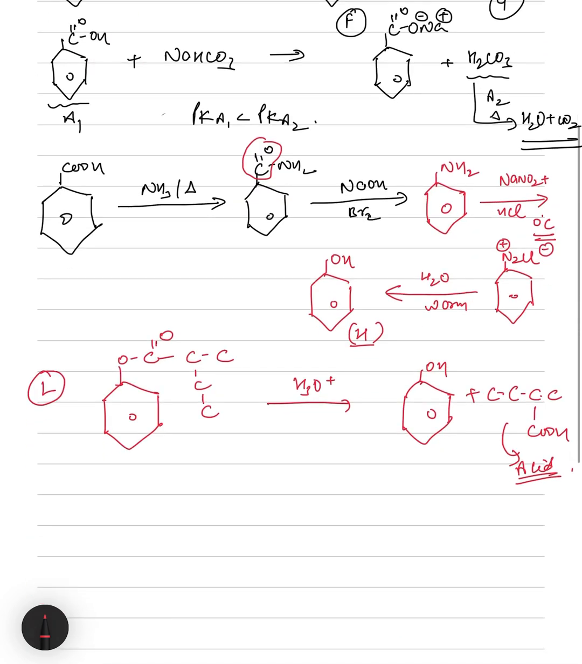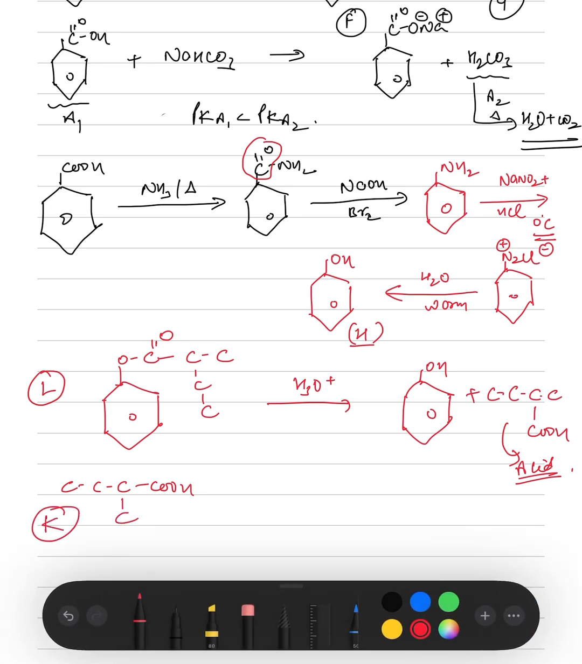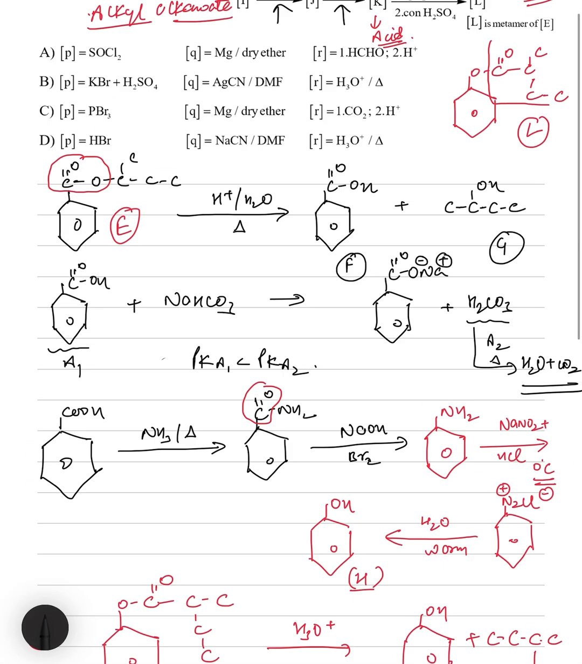So the K compound is what? This acid. K compound is this one. This is our compound K, right? So slowly we are identifying the compounds. This is the compound K, right?